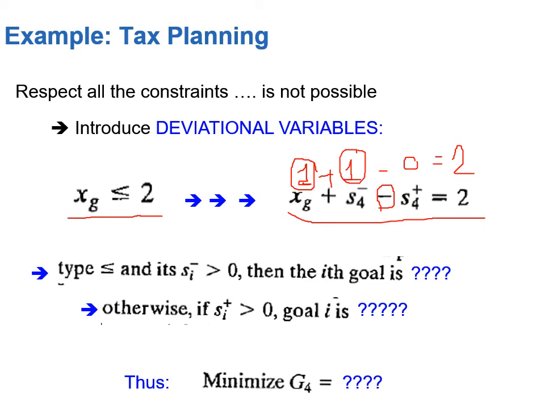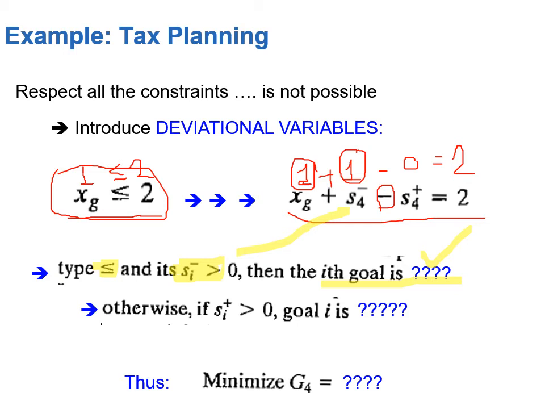So what does it mean in real life? When xg is equal to 1, 1 is less than or equal to 2, right? So what does it mean? We satisfied this constraint. So it means that we satisfied this goal. Okay, so it means that if the constraint is a less than or equal to constraint, and if the negative deviation variable Si negative is positive, like this one here, then it means that the ith goal is satisfied. We didn't exceed our target.